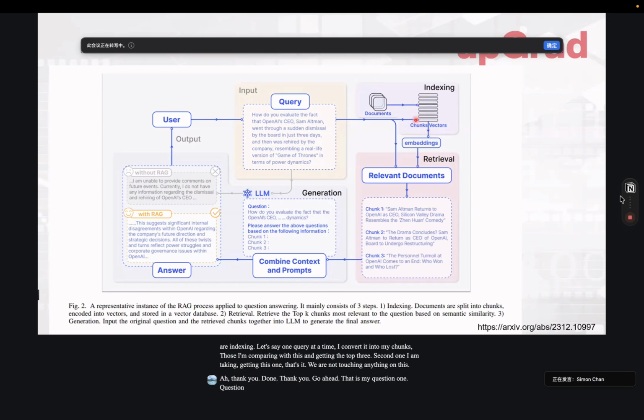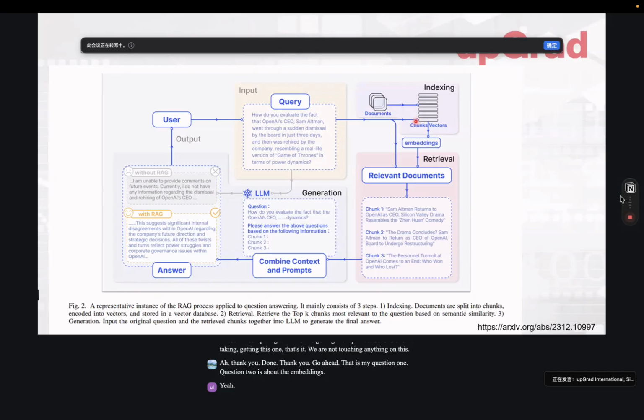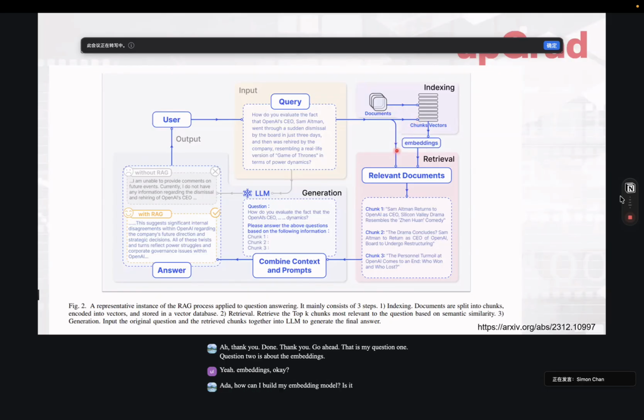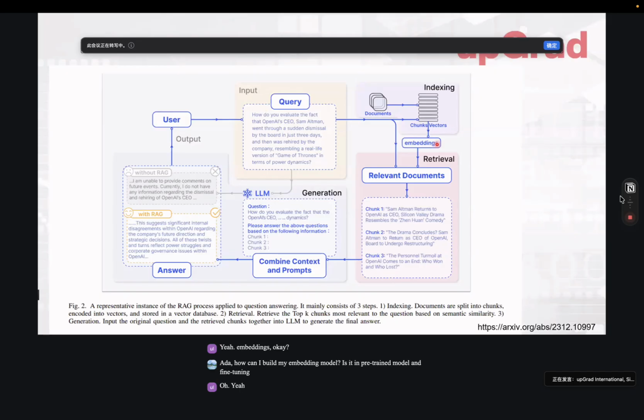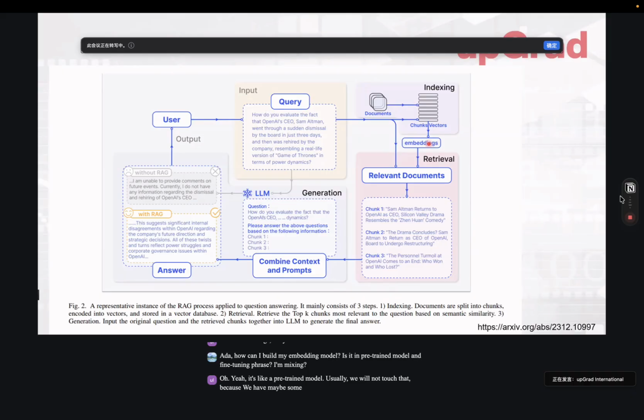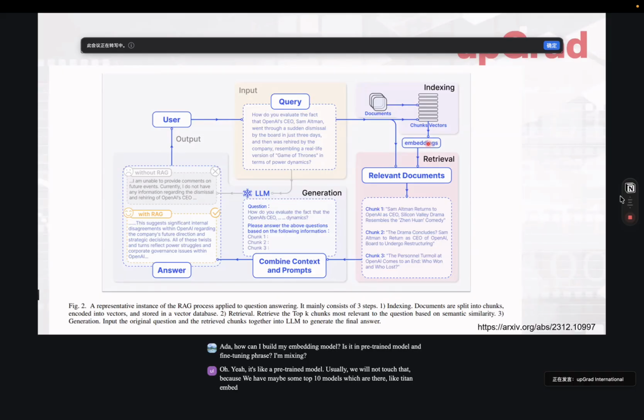Question two is about the embeddings. How can I build my embedding model? Is it in the training and fine-tuning phase? It's a pre-trained model. Usually we will not touch that, because we have maybe some top 10 models that are there, like Titan embeddings.